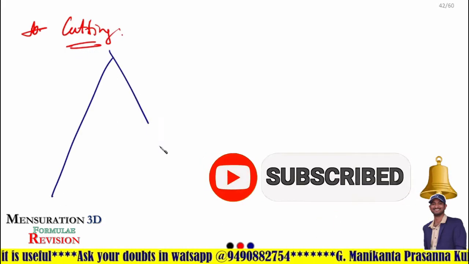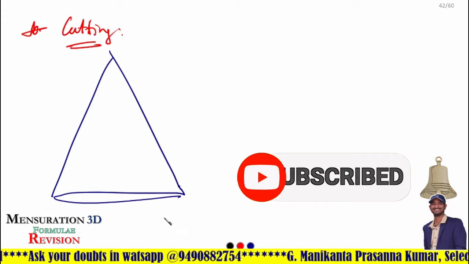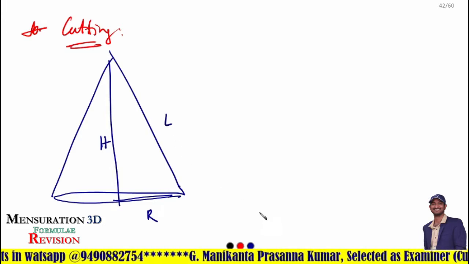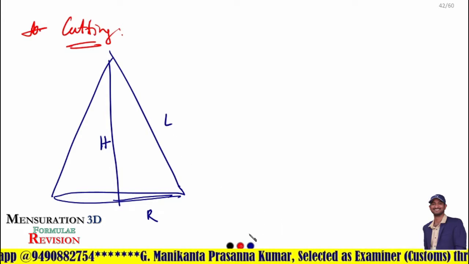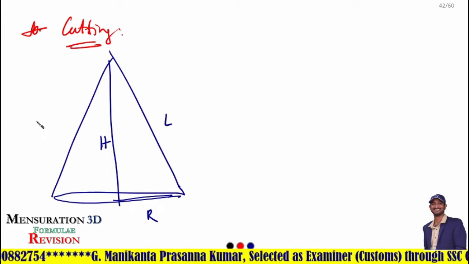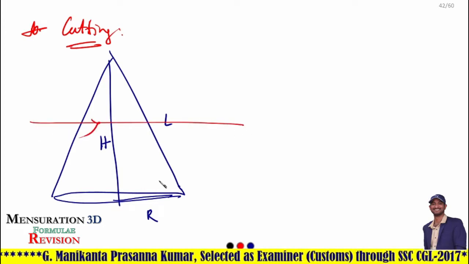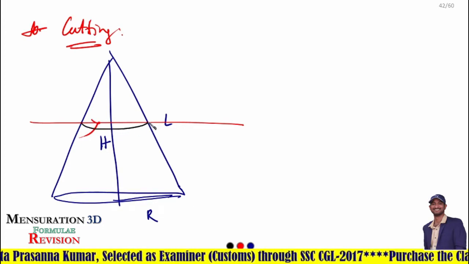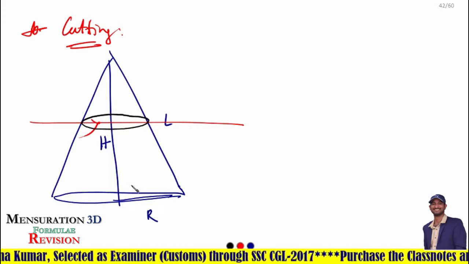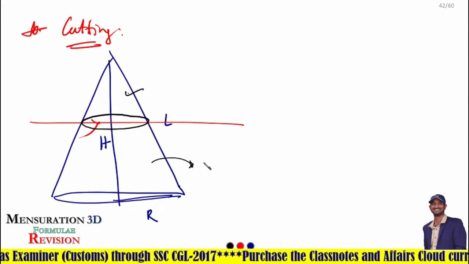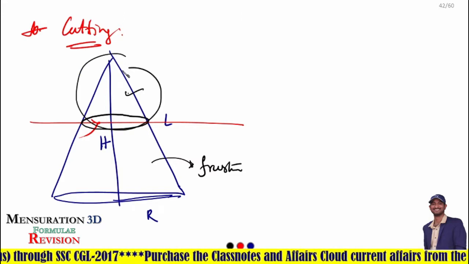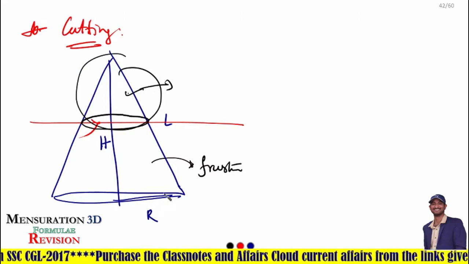Suppose it is a cone of radius capital R, height capital H and slant height L, and it is cut into two parts, and the cut is parallel to the base, that is, a horizontal cross section. Then definitely you have a circular cross section. Now two parts are there. The bottom part is called the frustum of the cone. The upper portion is called the smaller cone, and the given cone is the bigger cone.